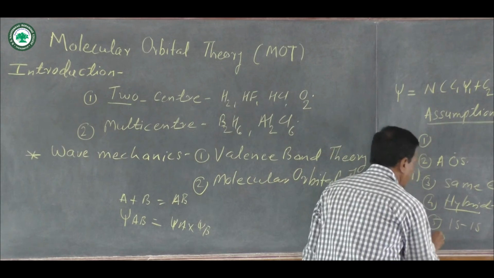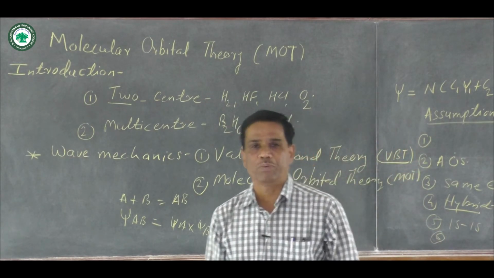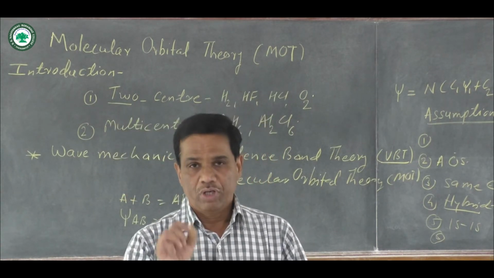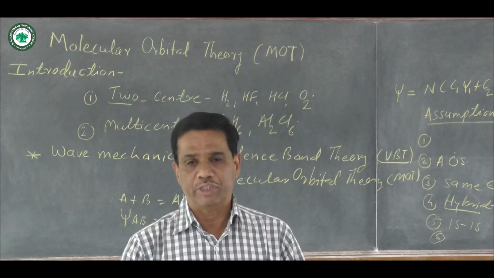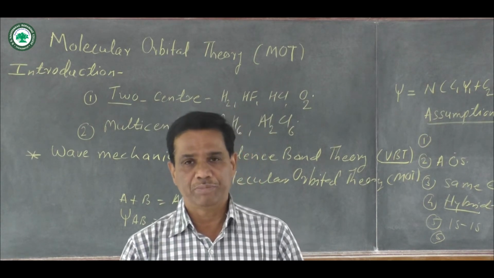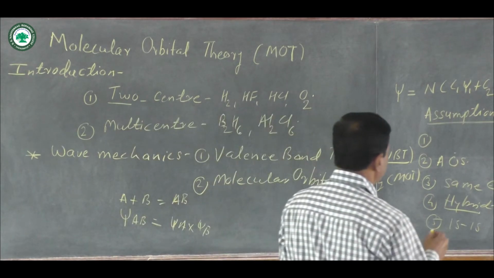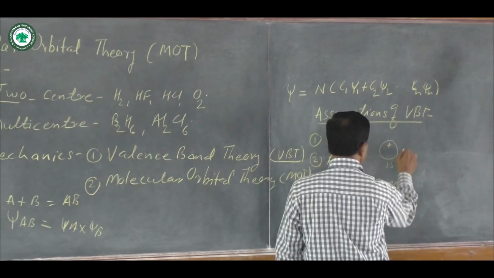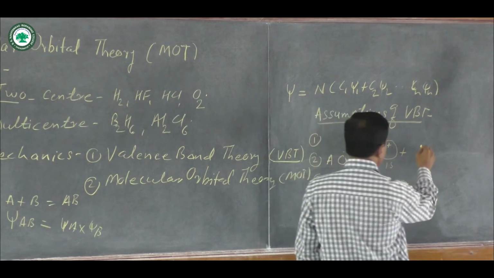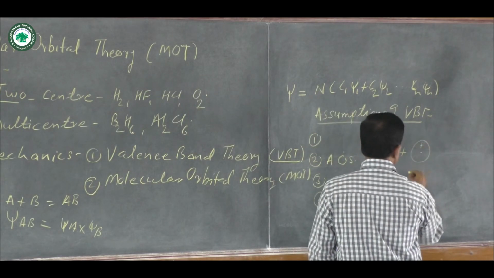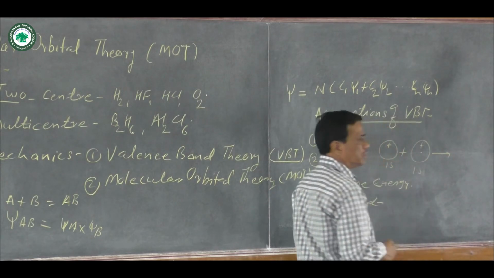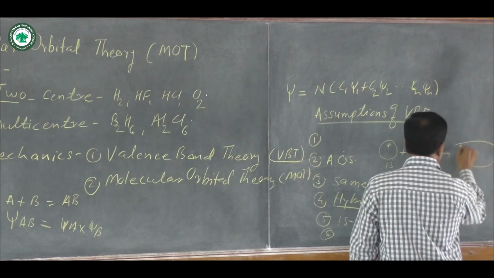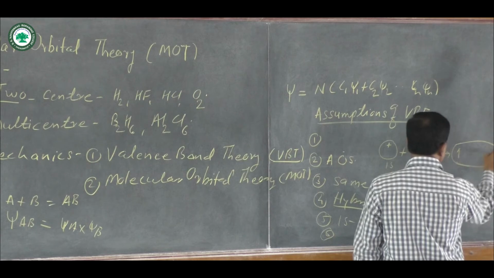The next assumption of valence bond theory is that once there is overlapping of atomic orbitals, electron density is concentrated in between the two nuclei of their atomic orbitals. For example, suppose there is overlapping of a 1s orbital, and you know that this is a 1s orbital, then there is a second 1s orbital, and when there is overlapping, those atomic orbitals are there, positive, negative.